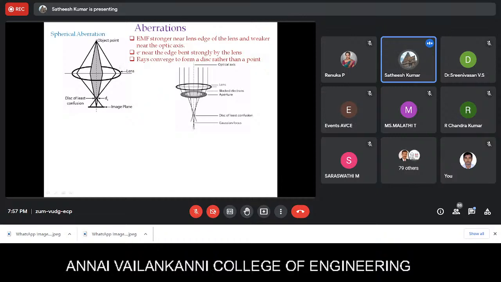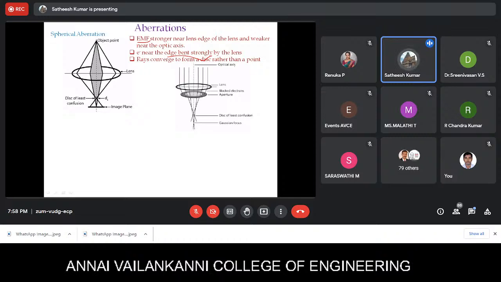The magnetic field is going to be very high close to this region when compared to the region here. So the electromagnetic field is stronger near the lens edge when compared to the optic axis, which is the central region. Because of this, the electrons very close to the lens are bent strongly by this strong magnetic field, and the rays converge to form a disk rather than a point.